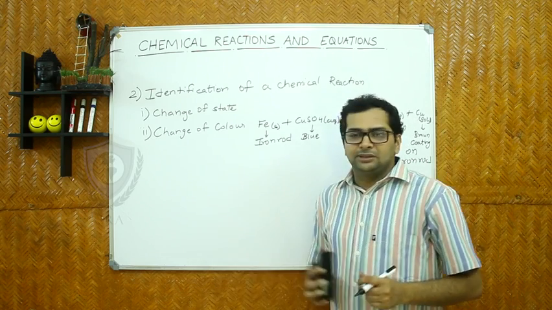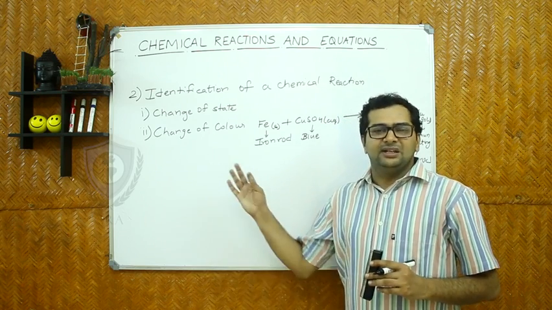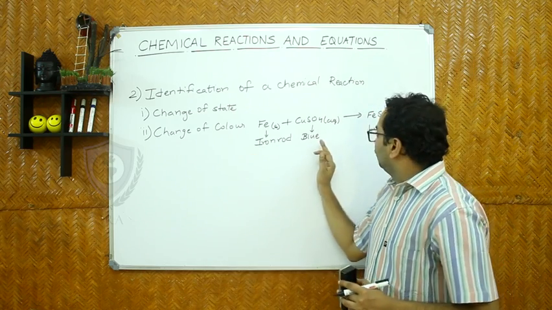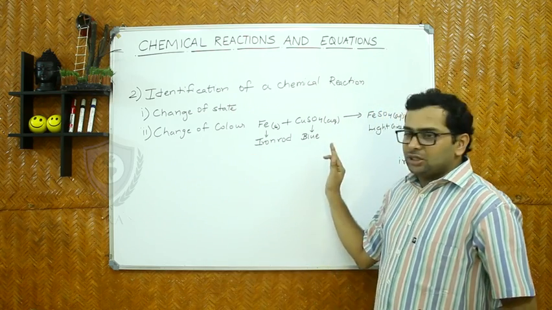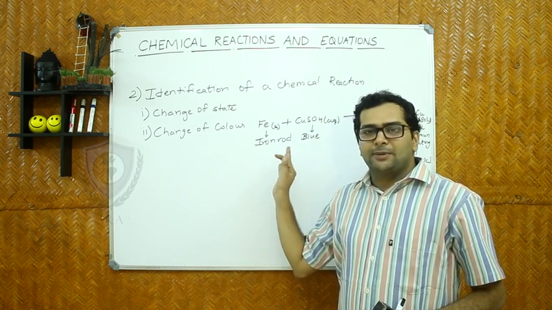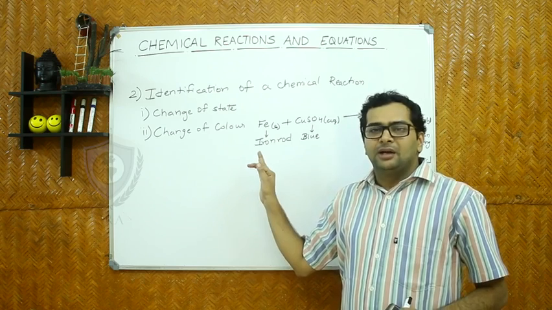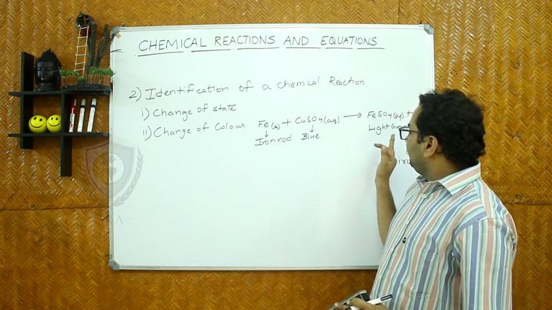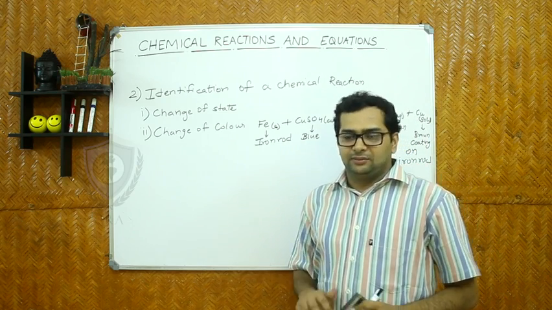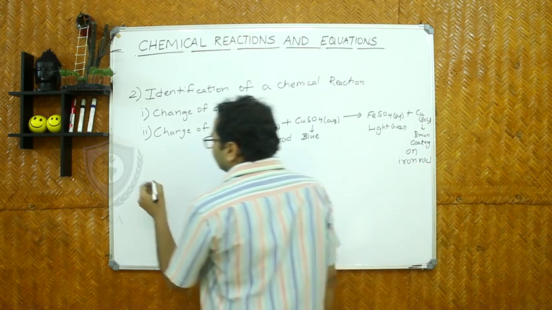So this is another chemical reaction where we can easily find out that there has been a change of color from blue to light green, because in the copper sulfate solution, copper gets displaced by iron and it becomes FeSO4, which is light green in color. So let's look at the third one.